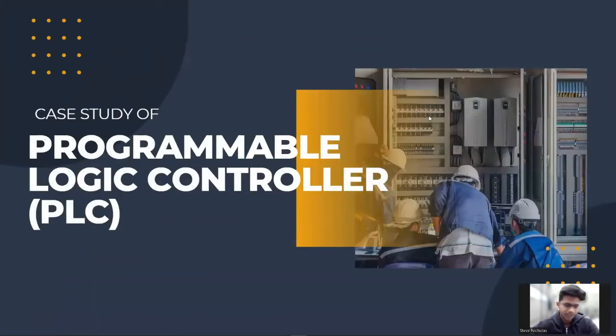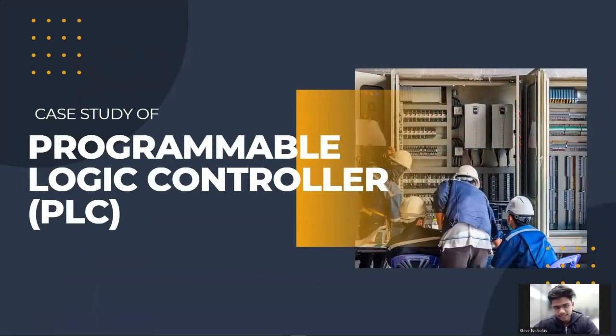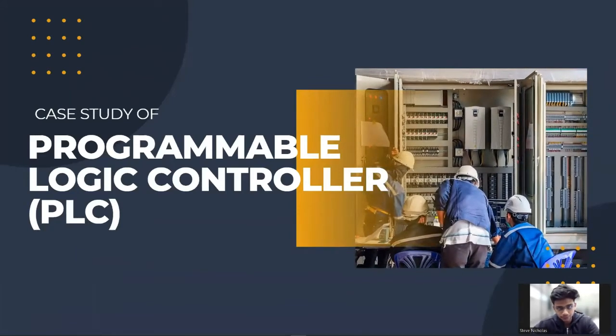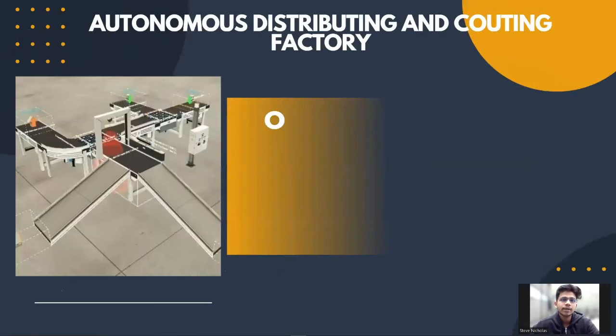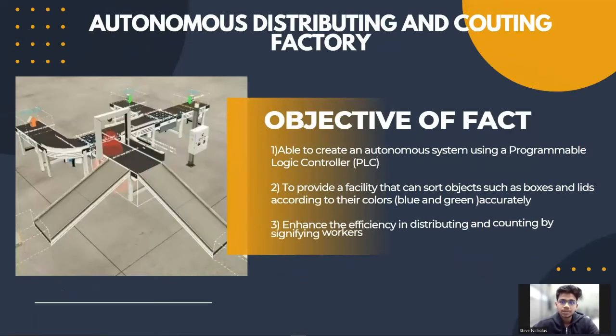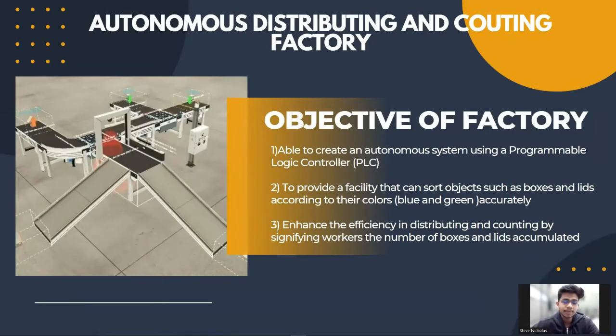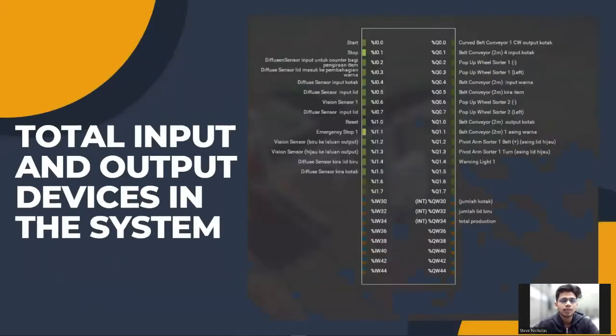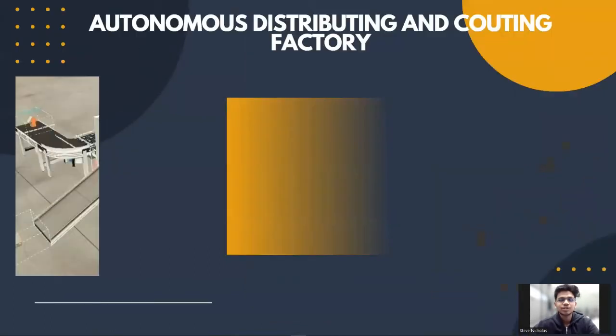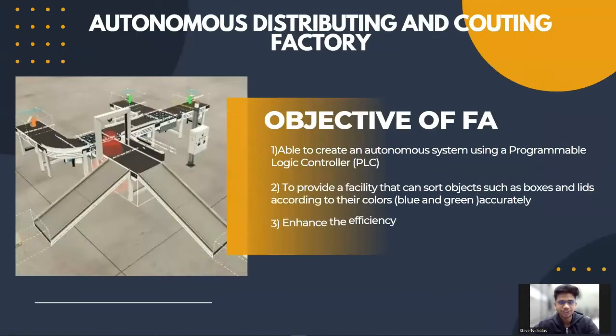For today's presentation, we are going to present to you our case study of our Programmable Logic Controller (PLC) subject. I'll be presenting the introduction of our group members, followed by the Autonomous Distributing and Counting Factory, which is the name of our factory, the objective of our factory, as well as the total input and output devices in the system. So let's start with the objective.